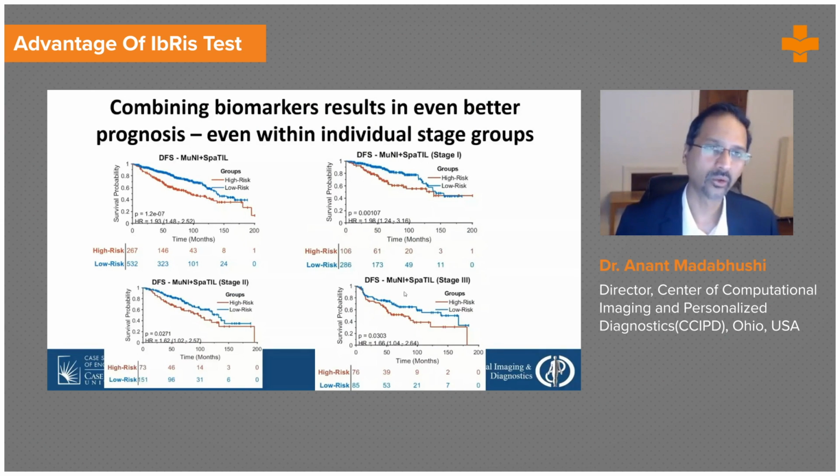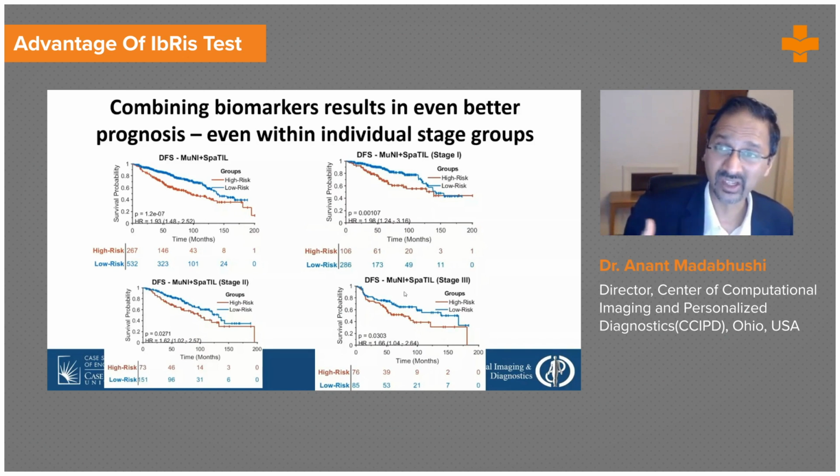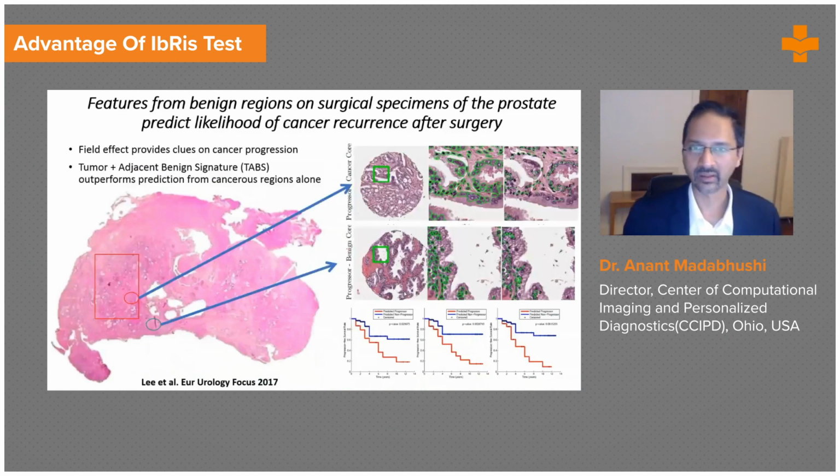And in fact, what we've started to show now is that when you look at the different staging groups, stage 1, stage 2, stage 3, when you look at the spatial interplay features of the immune cells coupled with multinucleation, which is another marker that we've been looking at, we can actually start to provide prognostic information even within individual staging groups. And this again has significant implications for the way clinicians currently treat these different cancers. And it provides more information to the clinician in their ability to better tailor treatment for individual patients with head and neck cancer.